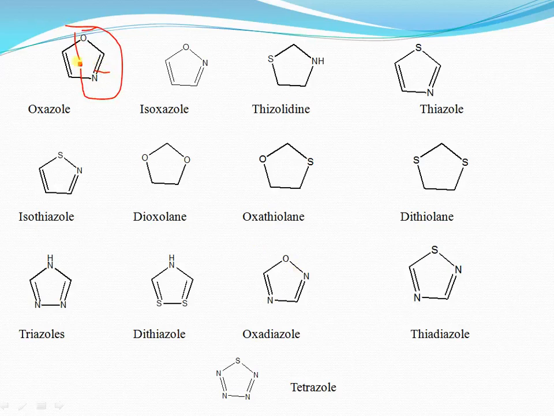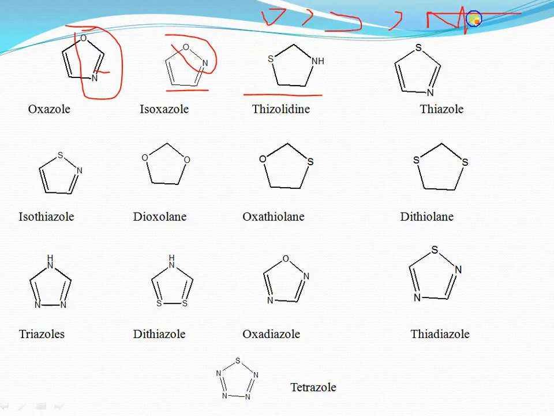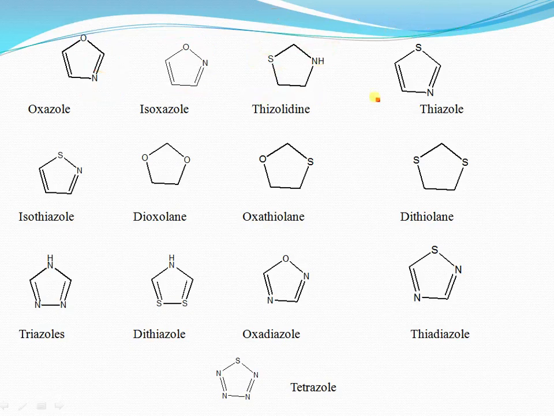Is it saturated or unsaturated? It is unsaturated. Isoxazole. This iso means again 1, 2. It is 1, 3. Thiazolidine. Thia, OSN. OSN means oxygen is the first preference, after that sulfur, and after that nitrogen. So first is, second is, and third one is thiazolidine.